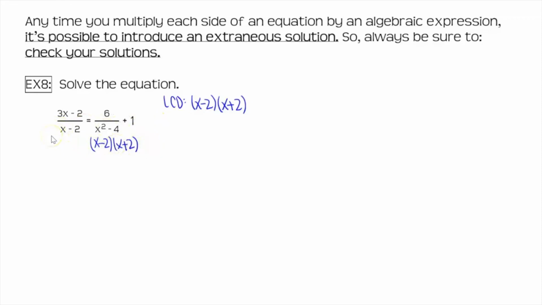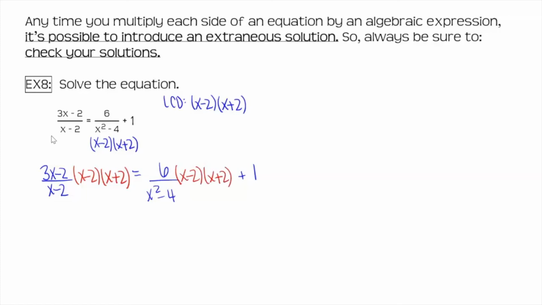So on the left, we have 3x minus 2 over x minus 2, and I'm going to multiply by the LCD. On the right, we have 6 over x squared minus 4 plus 1, and I need to make sure both of those get multiplied by the LCD. So this gets an x minus 2 times x plus 2, and this gets an x minus 2 times x plus 2. Okay, and then cancel what you can.